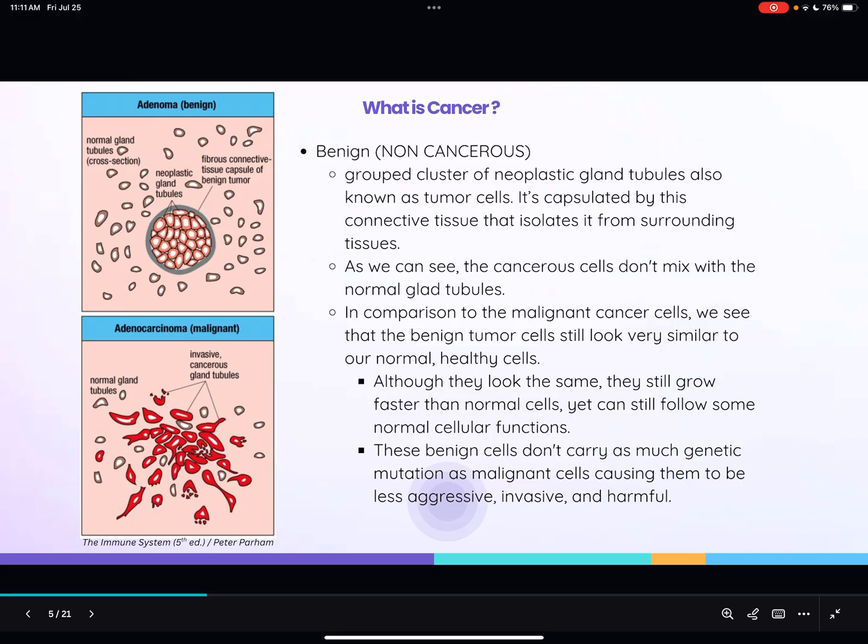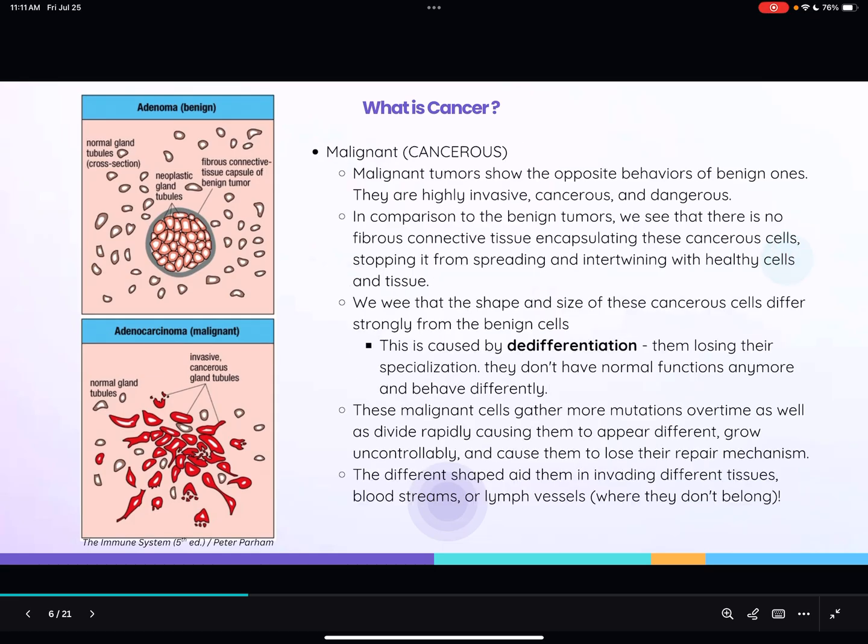In comparison to the malignant cancer cells, we see that the benign tumor cells still look very similar. They don't have as many mutations as the malignant ones. They look the same. They still grow faster than normal cells, but they still follow some normal cellular function. These benign cells don't carry as much genetic mutation as malignant cells, causing them to be less aggressive, invasive, and less harmful. So now we're going to talk a little bit more about the bottom image, which is the malignant cancer.